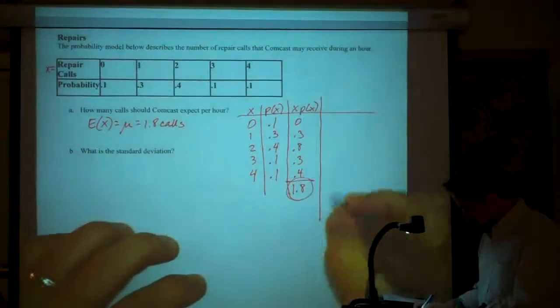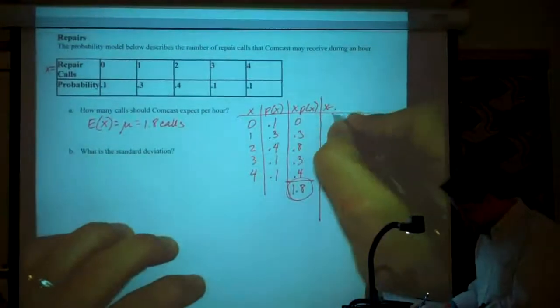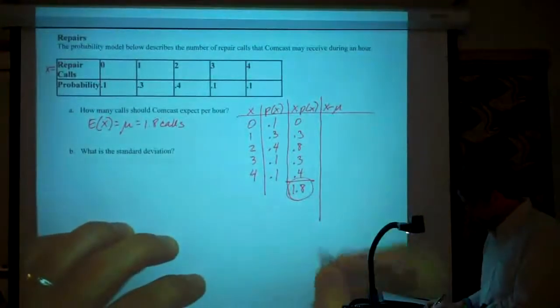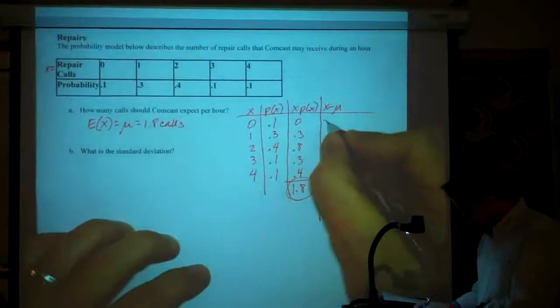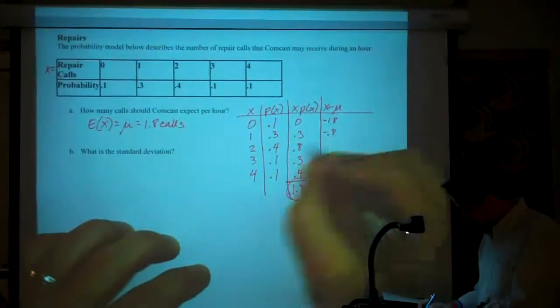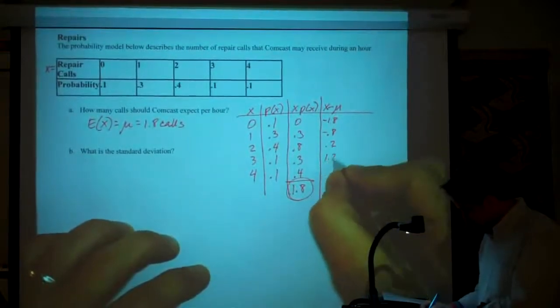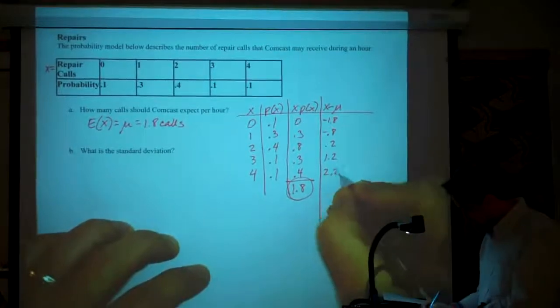Okay? Well, what we have to do is find the difference between each of these x's and our mean, our mean being 1.8. So 0 minus 1.8 is negative 1.8. 1 minus 1.8 is negative 0.8. 2 minus 1.8 is 0.2. 3 minus 1.8 is 1.2. And 4 minus 1.8 is 2.2.